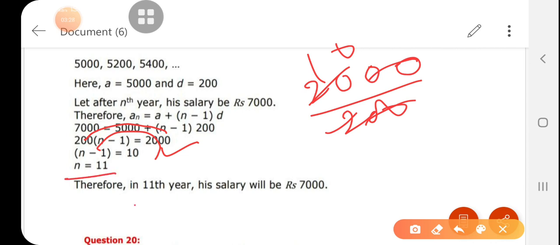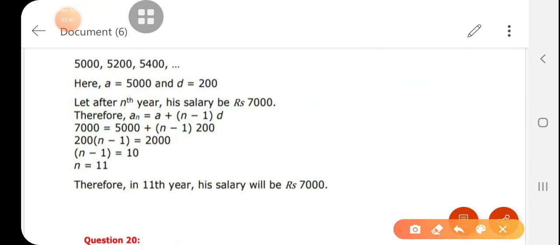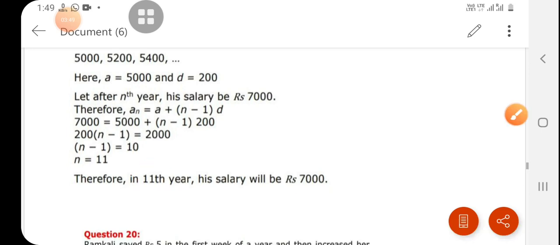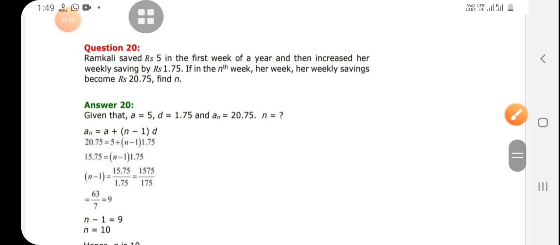That means in the 11th year his salary will be 7,000. You can also find it by calculating from 1995 in this way, and you will get that in 2005 his income will be 7,000. But here it asks only after how many years, so it will be in the 11th year his income will be 7,000. This is the answer. Now we will take question number 20. It is the same as 19.